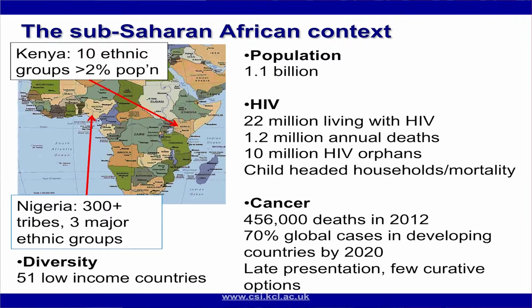If we just take the example of Africa, which is where most of my work is, we're looking at over 1 billion people. We're looking at over 20 million people living with HIV, over 1 million annual deaths, and 10 million HIV orphans. We're looking at child-headed households and high levels of child mortality, which we don't see in high-income countries, so palliative care looks different. We're looking at nearly 500,000 deaths, and 70% of cancers globally being in developing countries by 2020. We're looking at health systems which vary so much, but have some key themes like late presentation and fewer curative options. We're looking at 51 different low-income countries.